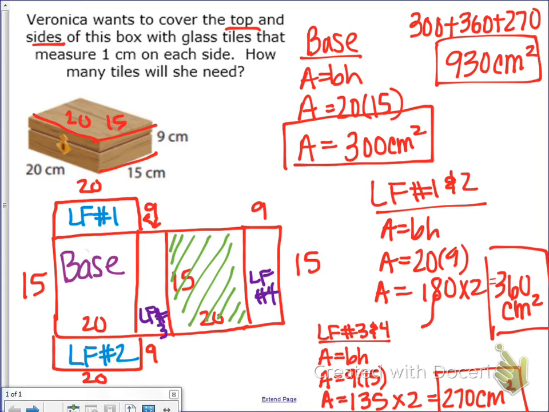So had they asked for that bottom base, then I would have done this 300 times 2 to get 600 and then go from there. So just be careful with what they're asking. Again, this was sort of a lateral and sort of a total together. Remember, lateral means no bases, and total means every face that you see. So hopefully this video helps you out as you are going through your homework tonight.